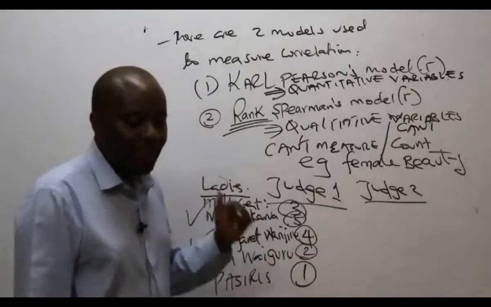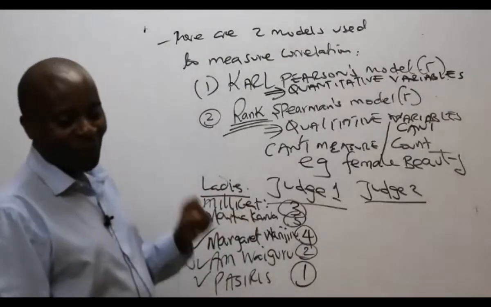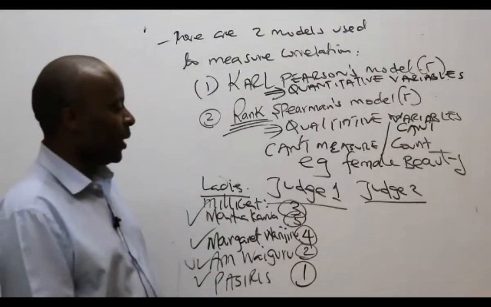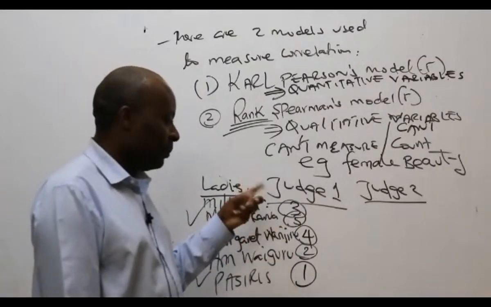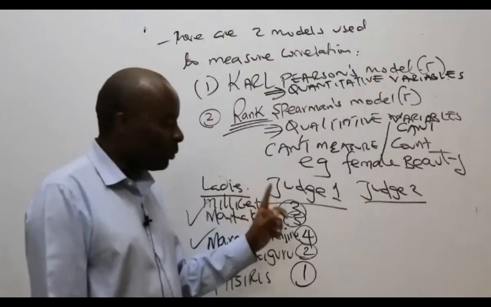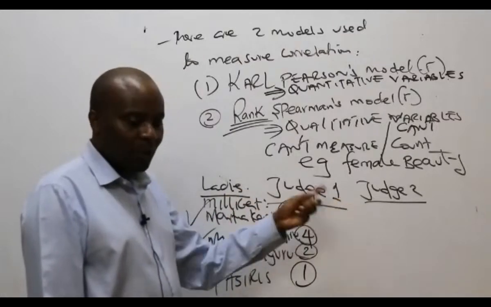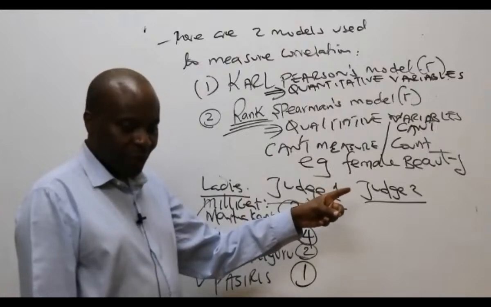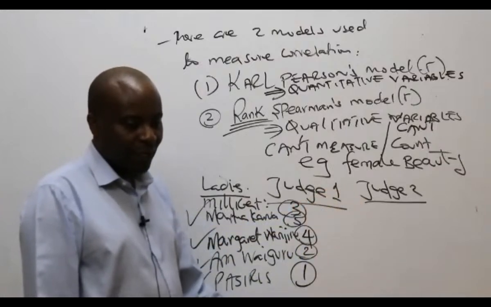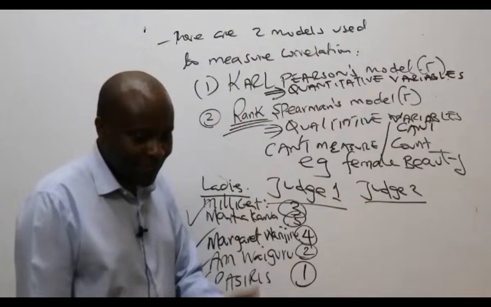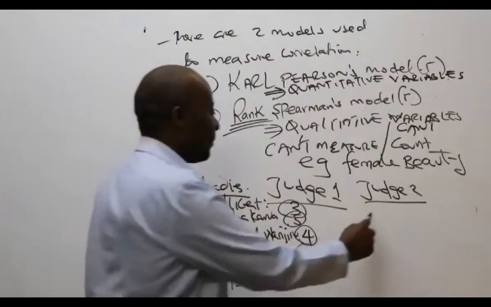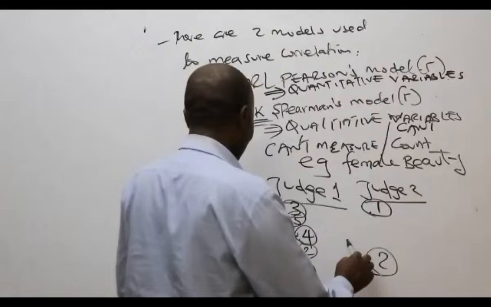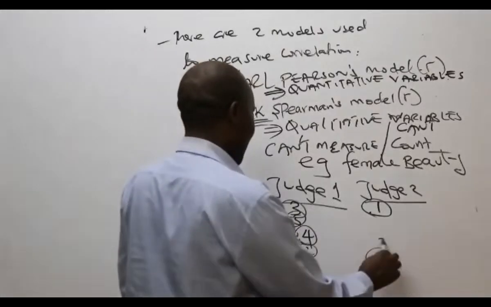How about judge number 2? Judge number 2, he said, is Brian. Brian, very fast, please give me. Remember, what may be beautiful to Gibson may not be beautiful to Brian. So Brian, please give me your rankings very fast. So Millicent number 1, Pasaris number 2, Waiguru number 3.